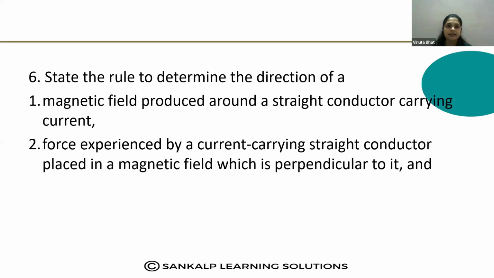Next question. State the rule to determine the direction of a magnetic field produced around a straight conductor carrying current. The magnetic field produced around a straight conductor carrying current is determined by using the right hand thumb rule. Right hand thumb rule.